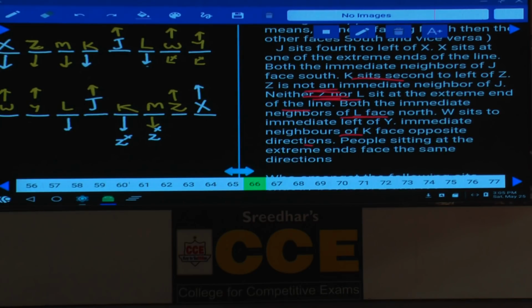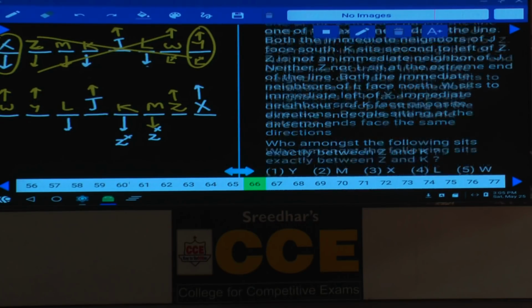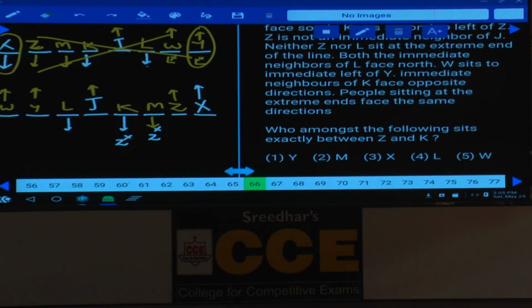Then in the first case, if you observe here, X is facing towards south and Y is facing towards north. Now these two persons at the extreme ends are facing opposite directions, and this case is completely ruled out. Now we are left with only one case. Clear now? With the help of the last statement, one of the conditions became invalid. Till that one, both the conditions are valid.